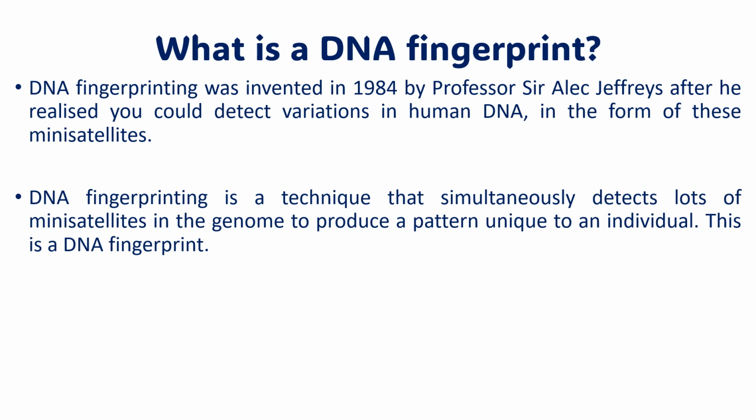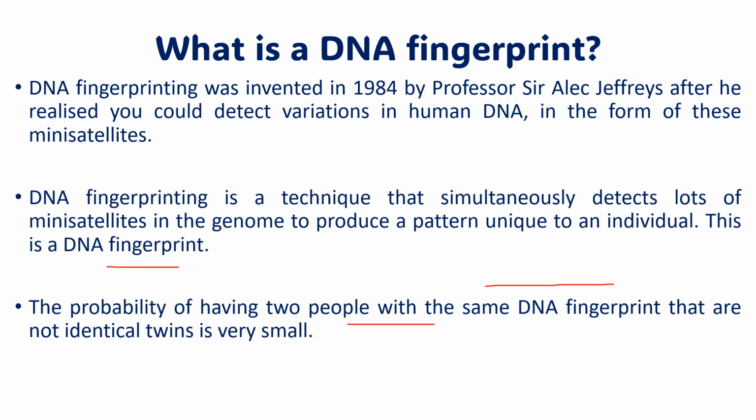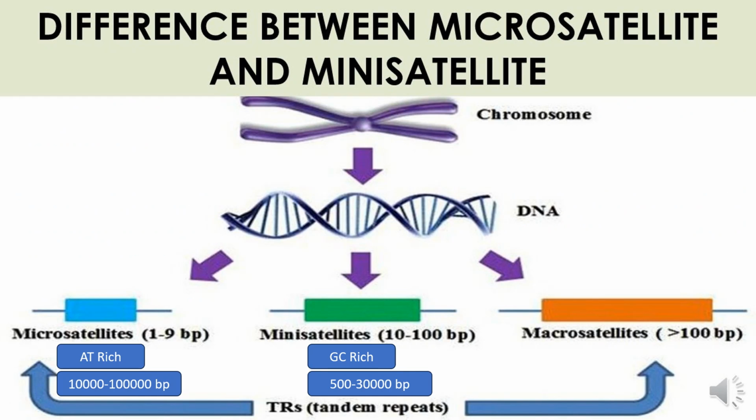So, this DNA fingerprinting is a technique which simultaneously detects a lot of minisatellites in the genome to produce a pattern which is unique for an individual, and this is a DNA fingerprint. The probability of two people having the same DNA fingerprint, who are not identical twins, is very small. Like our fingerprints do not match between two individuals, similarly the DNA fingerprints of two individuals will not match. It is a practically impossible scenario, except in the case of identical twins, who might be similar.